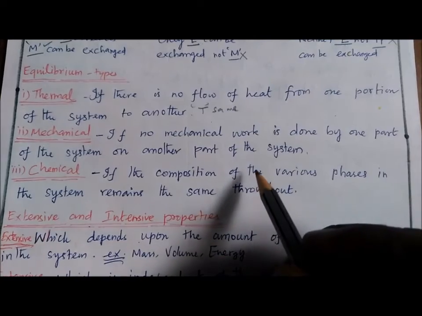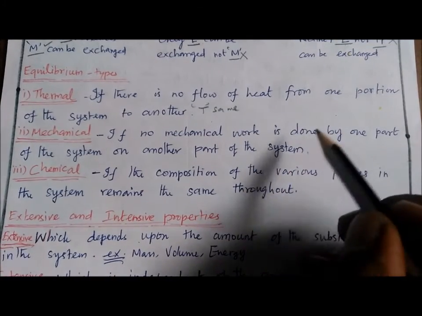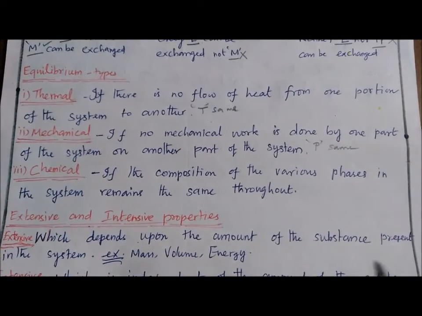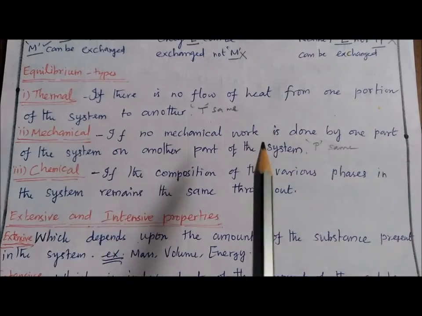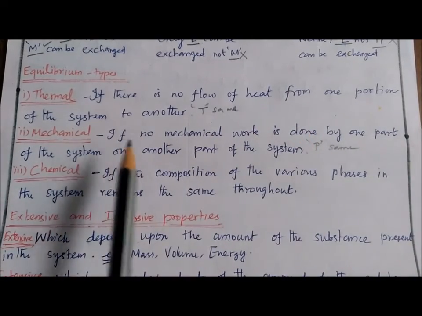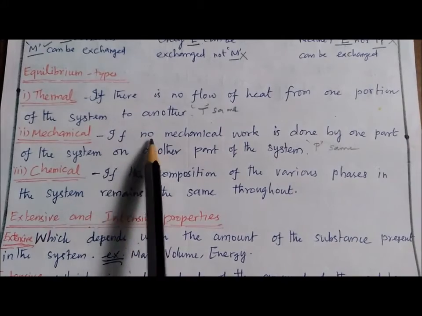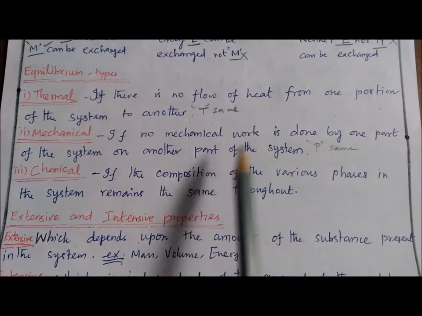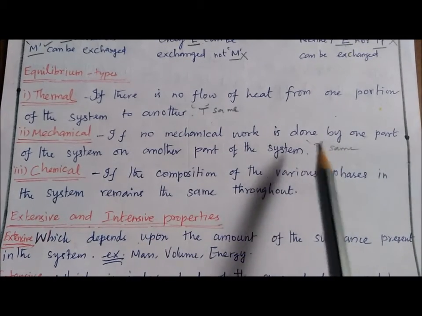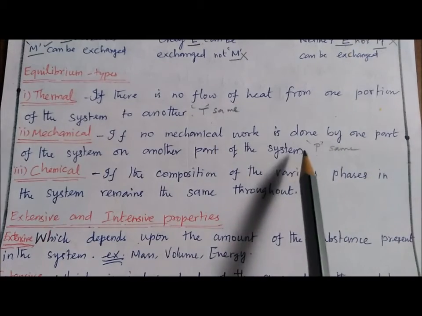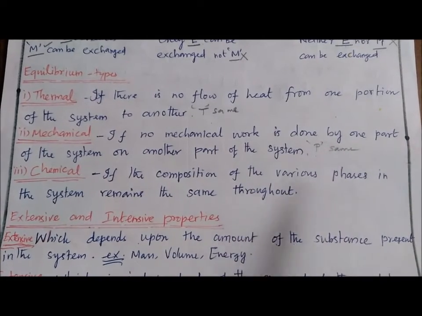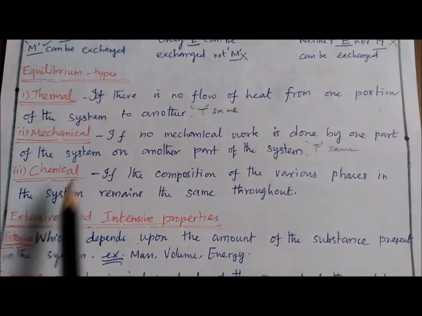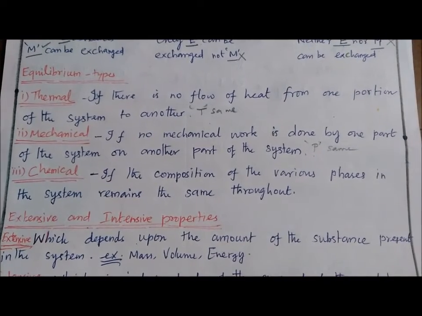and in the case of mechanical, if the pressure remains the same throughout in all the parts of the system, then only mechanical equilibrium is possible. If no mechanical work is done by one part of the system on another part, that is possible only if the pressure remains the same throughout all the parts. If the pressure is not the same, one part will try to do some work on the other part. Okay, so that is what is called mechanical equilibrium.